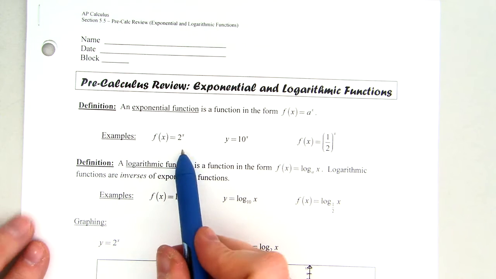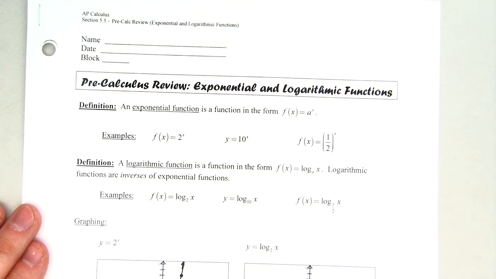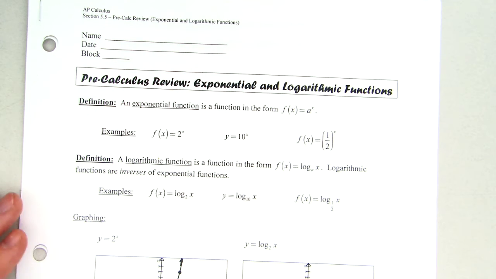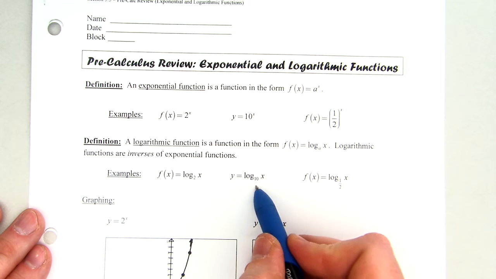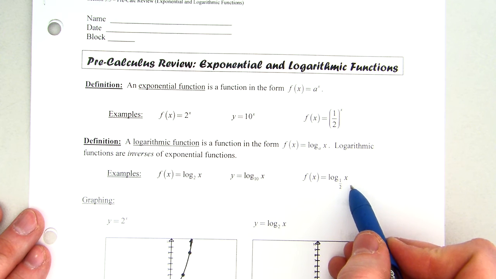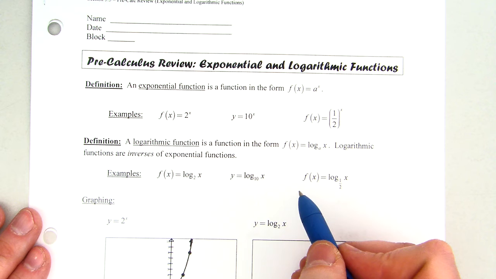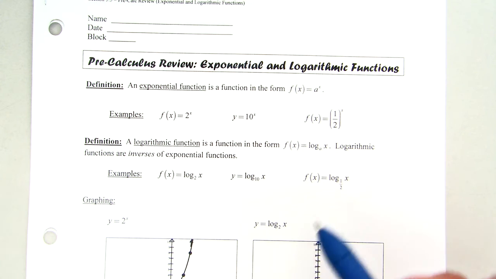Whatever. Exponential functions in the form 2 to the x, 10 to the x, 1/2 to the x. Logarithmic functions are in the form f of x equals log base a of x, like log base 2 of x, log base 10 of x, log base 1/2 of x. And you definitely spent time on this in Algebra 2 and a little more in pre-calc, probably more time than you spent with the e to the x and the natural log stuff.